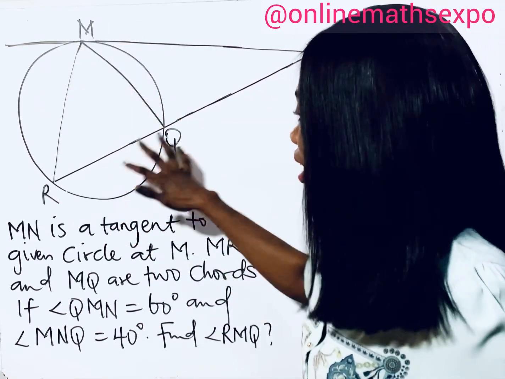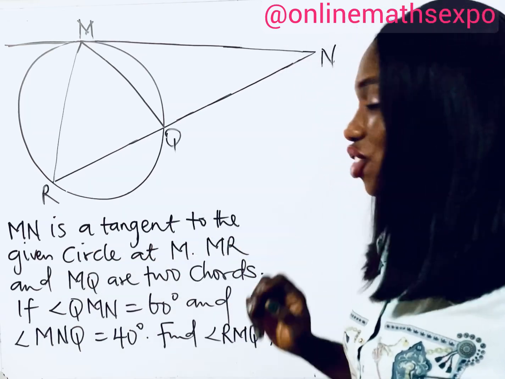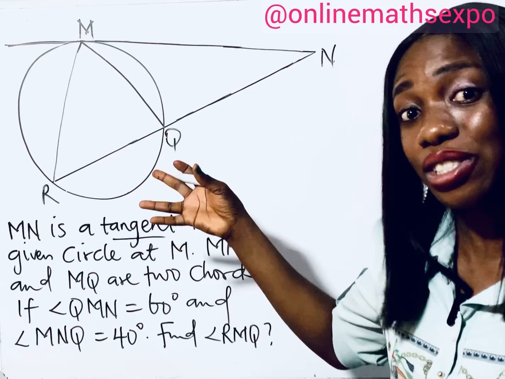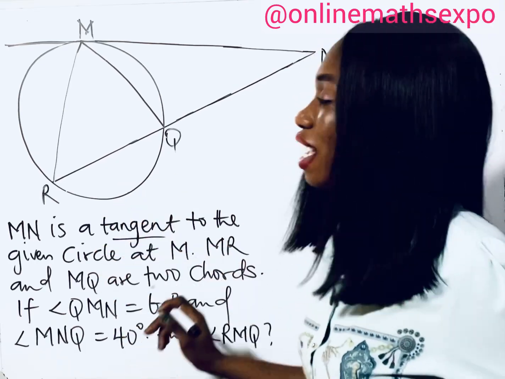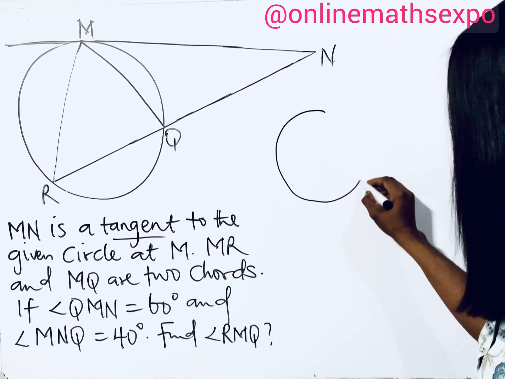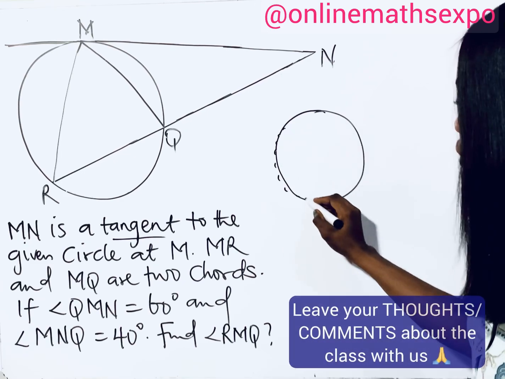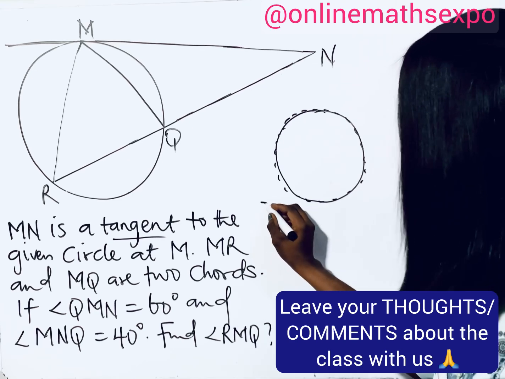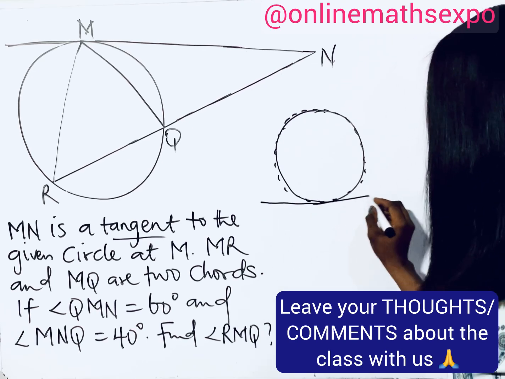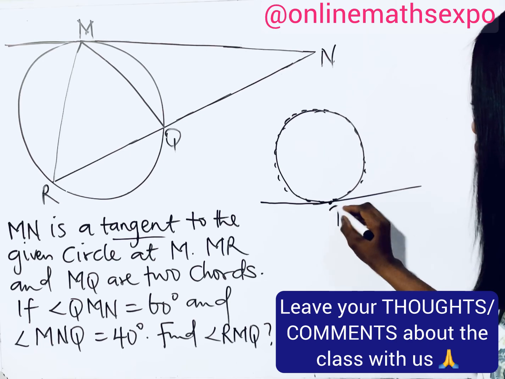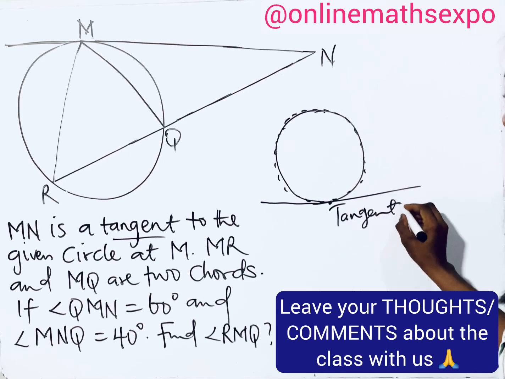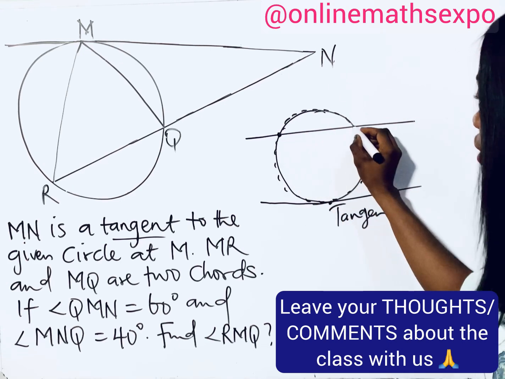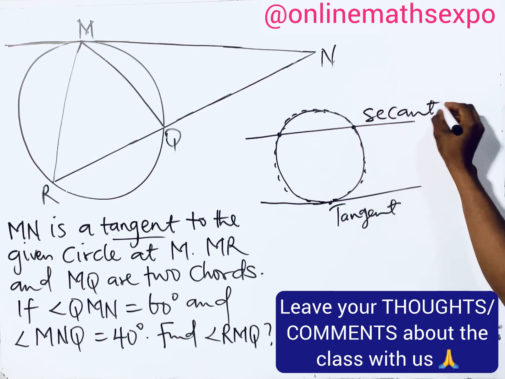Now, let's read the question first. We are given this diagram, and we are told MN is a tangent. Now, what do we mean by this word tangent? I'm going to remind you so that it will help you to understand what we're about to do. Draw your circle. This is my circle. And this outer part of the circle is what we call the circumference. If I choose to use a line to touch this circumference at a point, we call this line a tangent. It's different from this. This one cuts it at 2 points. We call it secant. I hope that is clear.